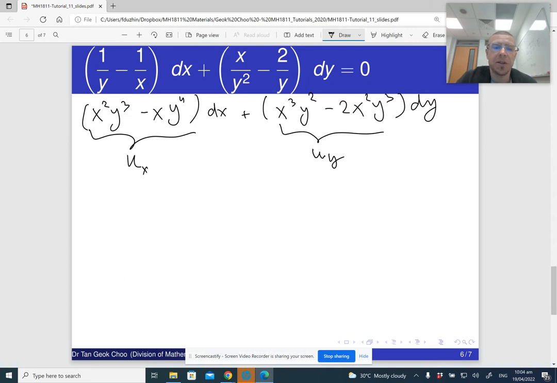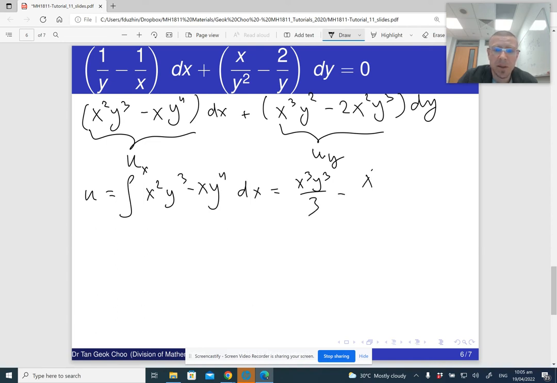Okay, and the question is to find this potential function. So basically, well, we are given the derivative of this potential function with respect to x, right? So the potential function itself is going to be the antiderivative, right? So it's going to be the integral of x squared y cubed minus x y to the 4 dx. So integrating this, we're going to get x cubed y cubed over 3 minus x squared y to the 4 over 2. Generally speaking, probably plus some constant. Well, not constant, but rather some function of y.